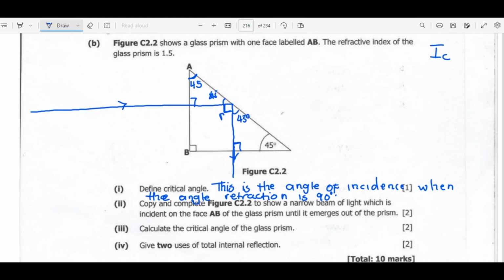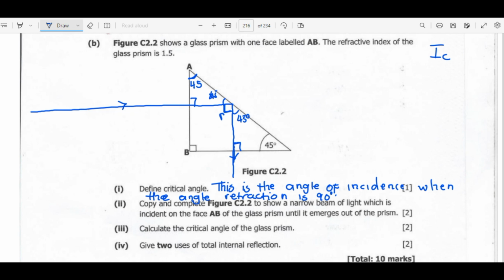So to summarize our work, this is the answer that you're supposed to give under Roman number 2. Then we move on to Roman number 3. Calculate the critical angle of the glass prism. So we are going to apply the formula.